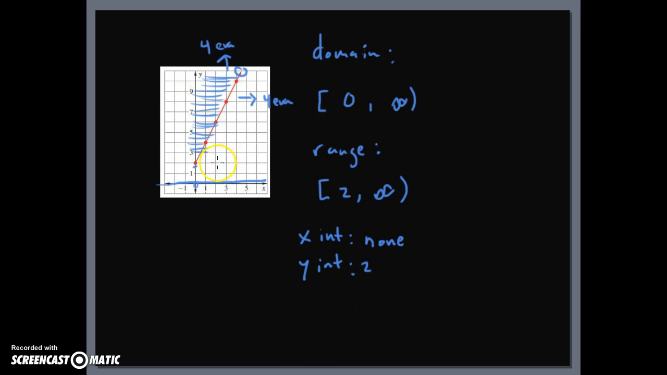Now, whether or not this is an increasing or decreasing function, the line is going up and to the right as the x values get larger, so 3, 5, the y values are getting larger. So we know that this is an increasing function, so we can just write increase.